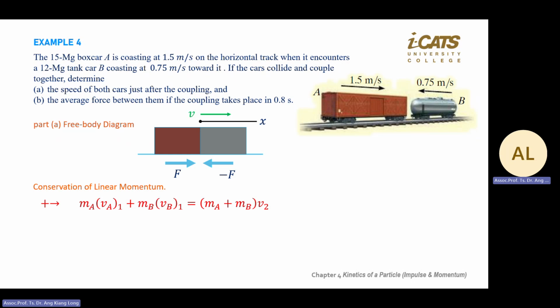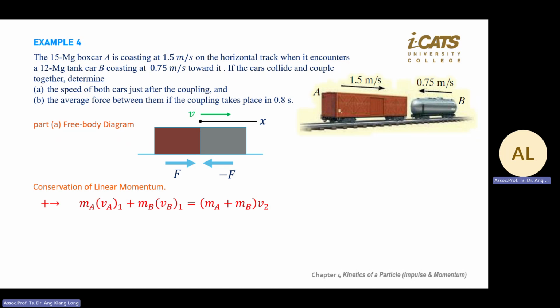If it's coupled, it means both masses will join together: M1 plus M2, meaning MA plus MB. If it's coupled, you use a bracket to join the 2 masses together, and then you have a V2, the same velocity. If it's not coupled, if it bangs and then breaks away, then you have 2 different masses and 2 different velocities, because after the bang they move at different speeds. In this case, it's coupled, so we have this direction.